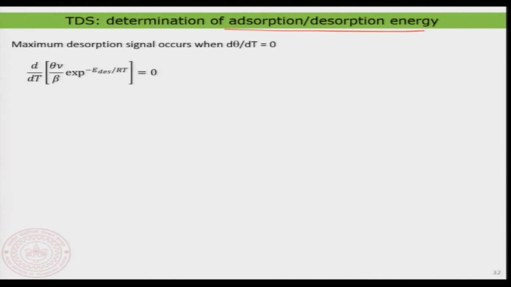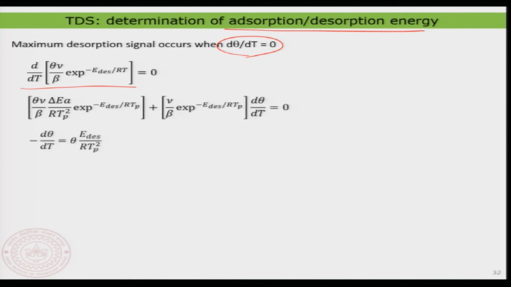How do we do that? So, we have a peak. At the peak position, the change in theta with temperature should be 0. So, you can use the maximum, which is equated to 0. Then you can take our expression for d theta by dt and equate it to 0, and by solving you get that d theta by dt is equal to theta E, the desorption energy, divided by R Tp square, where Tp is the peak temperature.